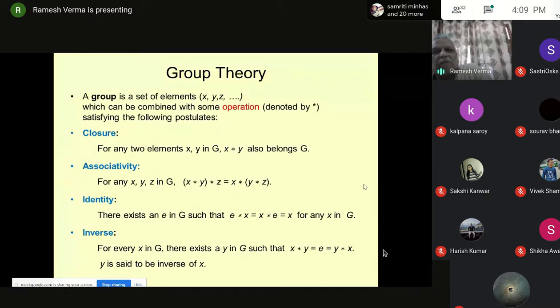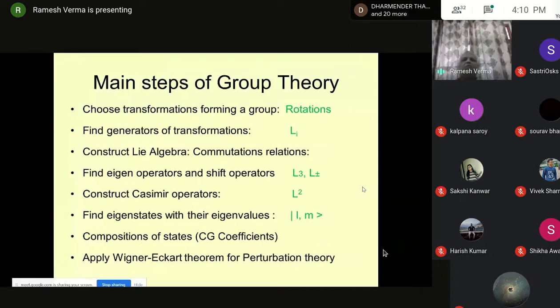As a quick reminder, especially for those who may not have been there, group theory is a description of a set of elements which form a group, which can be combined with some operation. It could be addition, multiplication, or something else, which satisfies these four postulates: closure, associativity, identity, inverse. I'm sure everybody must have learned these things in school at 5th, 6th, 7th class level. So I won't go into the detail of this.